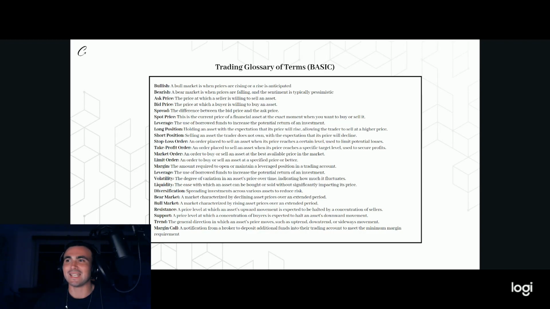Liquidity, the ease with which an asset can be bought or sold without significantly impacting its price. Diversification, spreading investments across various asset classes to reduce risk.